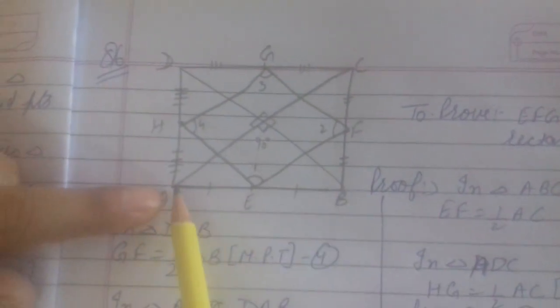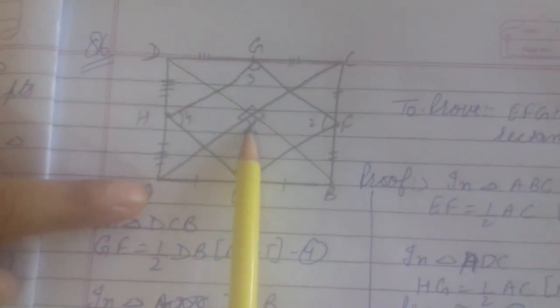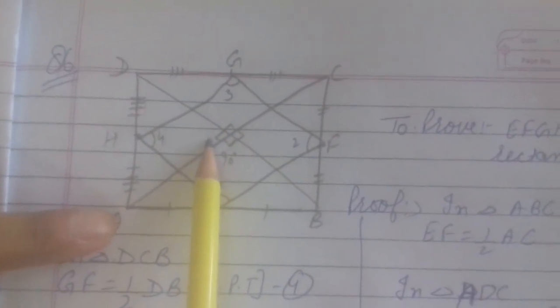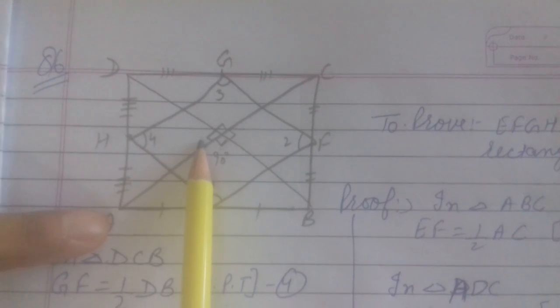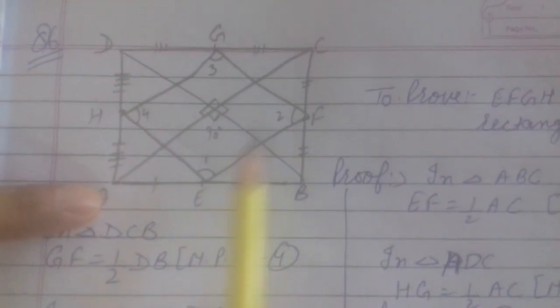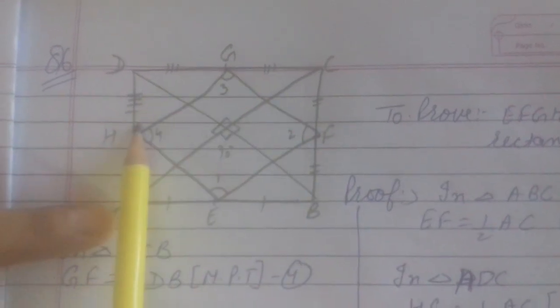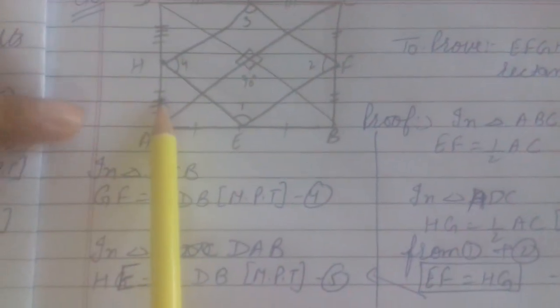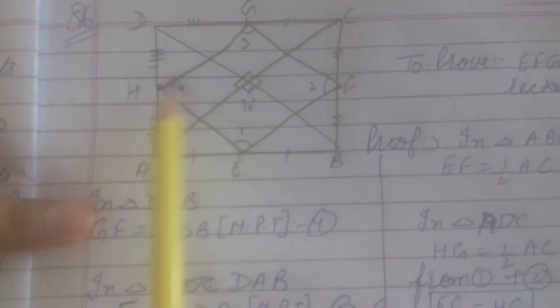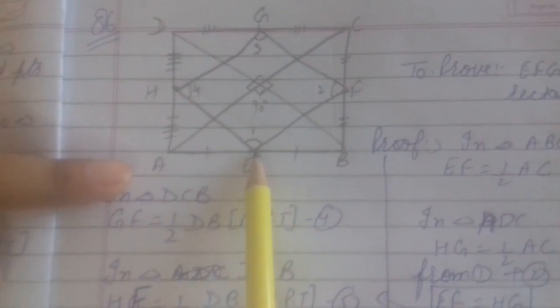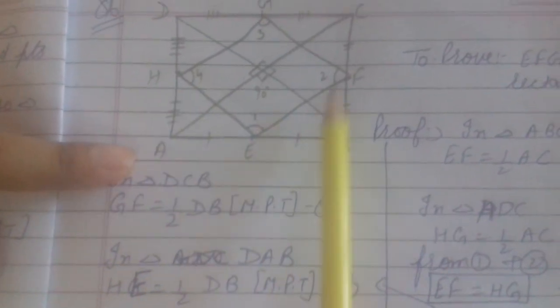Now the next question is about the diagonals of a quadrilateral. What kind of quadrilateral? Not given. I have drawn a simple quadrilateral. The diagonals of the quadrilateral intersect at 90, that means all these angles are 90 degrees. Prove that the figure obtained by joining the midpoints is a rectangle. In the first case you proved that it is a rhombus. Now you have to prove EFGH is a rectangle.